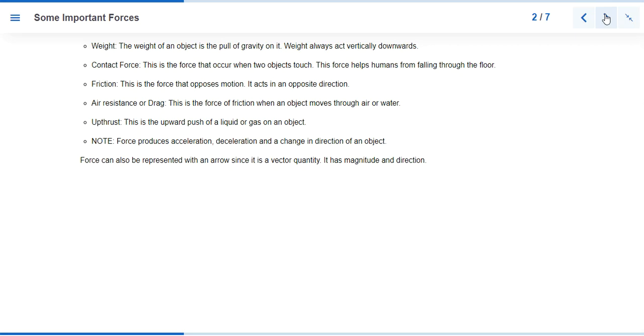We should note that force produces acceleration, deceleration, and a change in direction of an object. Force can also be represented with an arrow since it's a vector quantity. It has magnitude and direction.